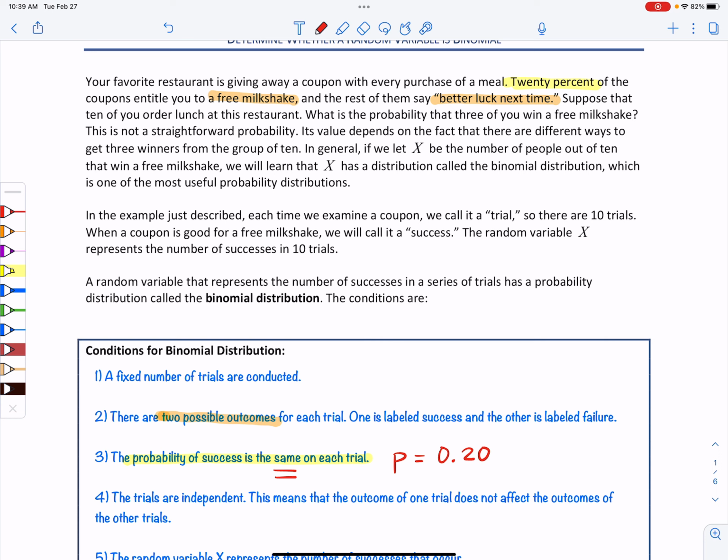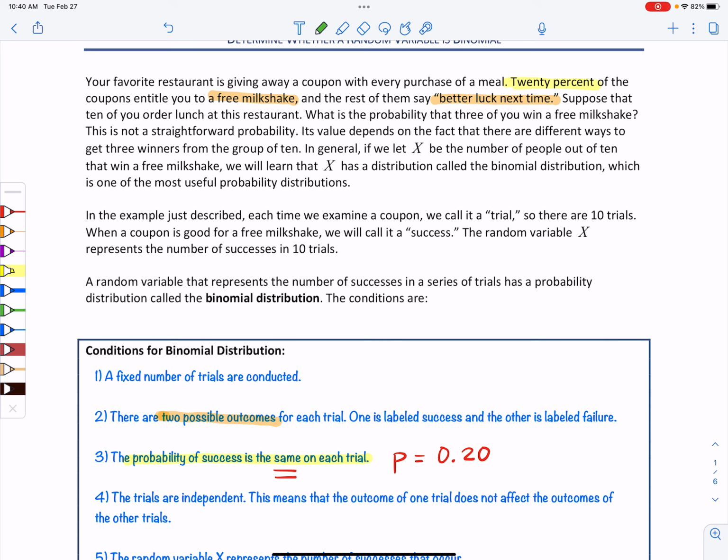The other things that you just want to verify, number 4 says make sure that your trials are independent. That just means what happens on one run of the experiment doesn't affect the other runs of the experiment. And we'll look at a situation where we have to watch out for that in just a minute. Number 1 here says a fixed number of trials are conducted. So that's something else that you want to watch for really carefully when you're verifying whether you have a binomial or not. You have to know how many times the experiment is going to be run, or in this case, how many coupons are you looking at.